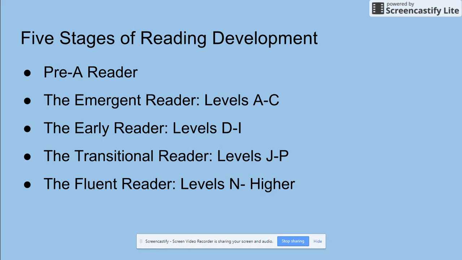So to start it off, there are 5 different stages of reading development. We have the pre-A reader, the emergent reader at level A to C, your early readers, which are going to fall into level D to I, the transitional reader, which is going to fall in level J to P, and the fluent reader, who's going to fall in the level of N or higher. So all the way from N all the way till Z level books.